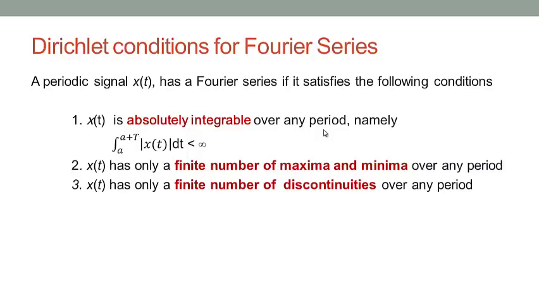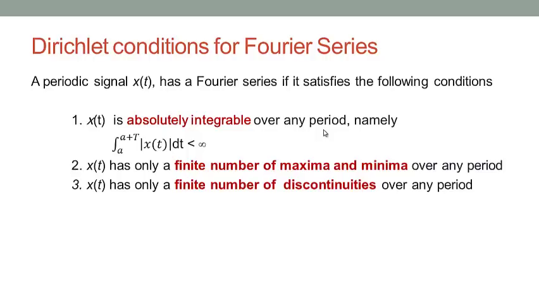Then, x of t has only a finite number of maxima and minima in any period, that is, within a period it cannot go up and down endlessly. You cannot have so many maxima and minima; you can have a finite number of maxima and minima within a period. And then it has a finite number of discontinuities over a period. Discontinuities means there is a step, that is from 0 to 1, or from -1 to +1, it is like a discrete jump, from one value it jumps to another value.